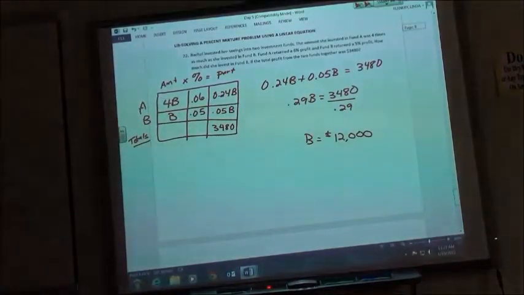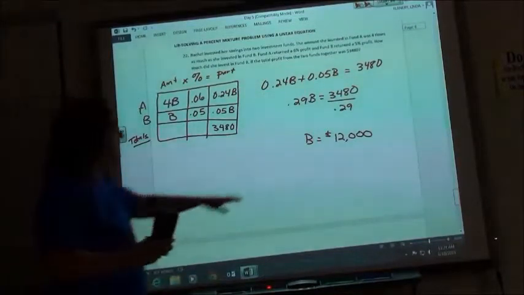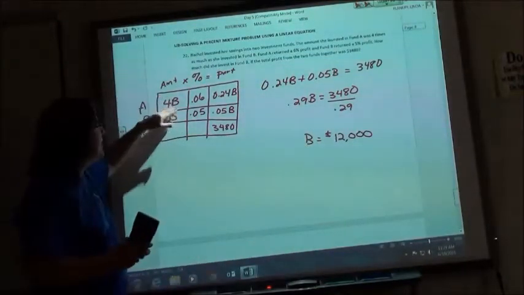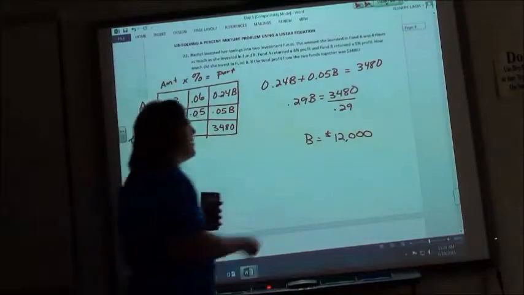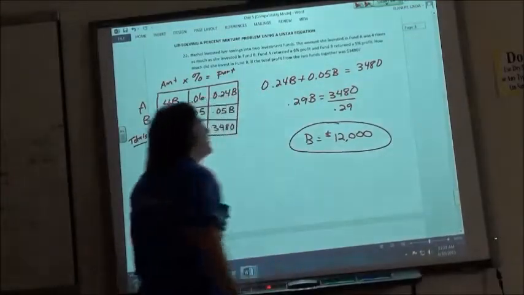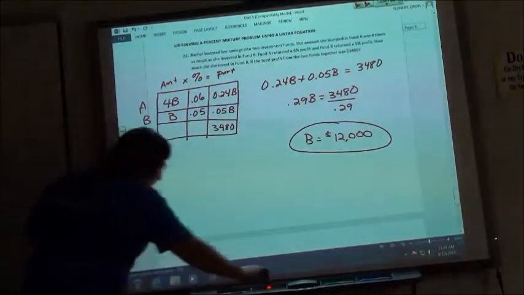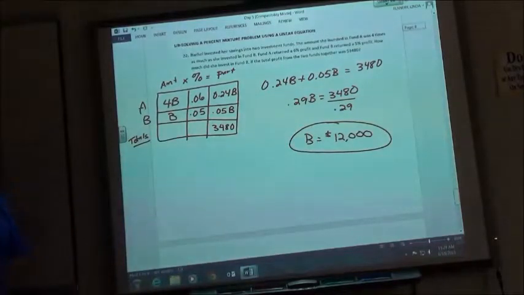How much did she put in B? So again, we did find the right answer. Had they asked for A, we would have had to multiply that by 4, but they asked for B, so $12,000 is just going to be my answer to that question.